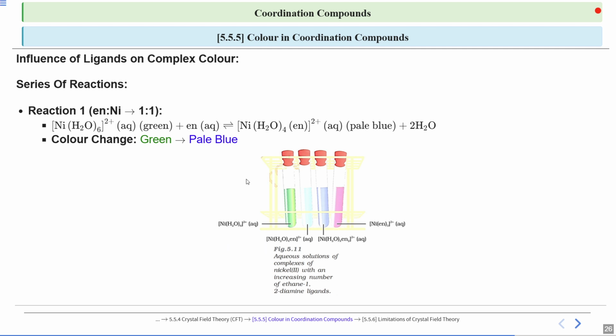So this diagram shows the aqueous solutions of complexes of nickel 2+ with an increasing number of ethane 1,2 diamine ligands, and how the color changes with that process.